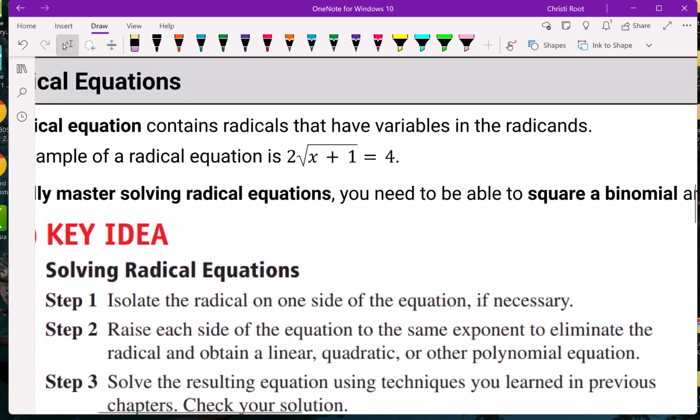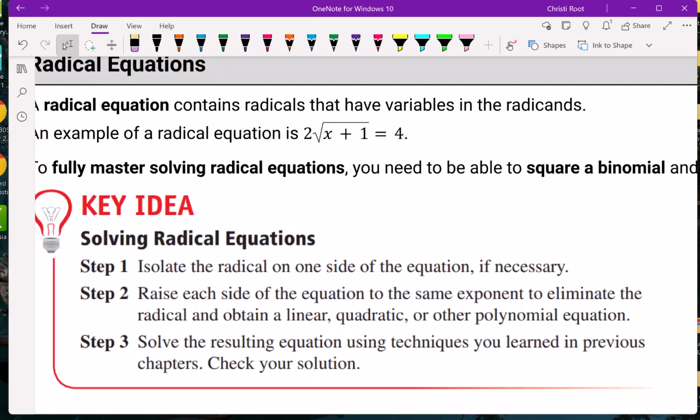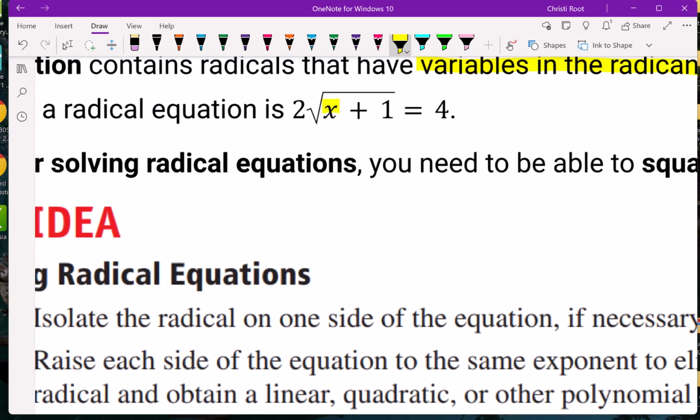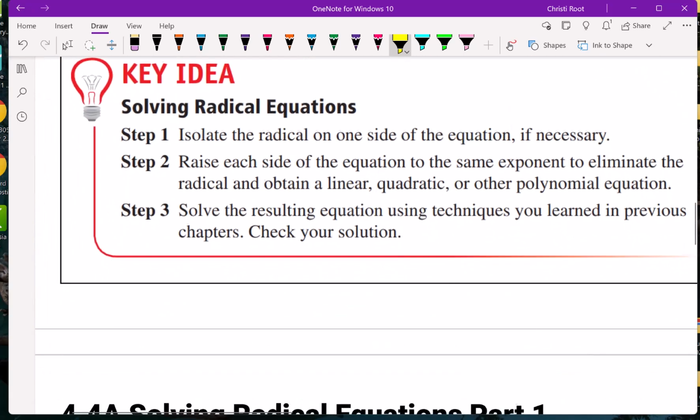All right, so let's talk about just in general rules here. So a radical equation is going to have a radical that has a variable in the radicand. So right here, you see how you got your little x. If the x is under the square root or under the cube root, it is a radical equation. Just because it has like the square root of 3 or the square root of 5 in your equation does not make it a radical equation. It has to have the variable in the radicand.